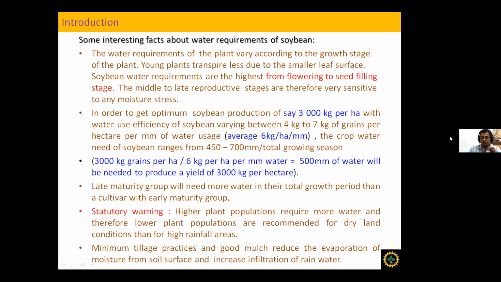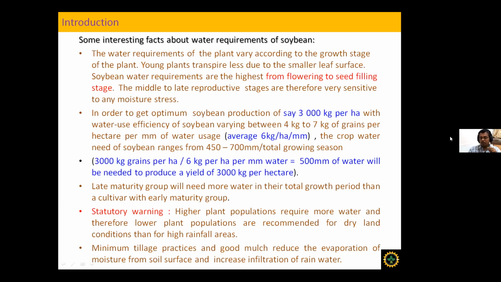In order to get optimal soybean production of say 3,000 kg per hectare, with water use efficiency of soybean varying between 4 kg to 7 kg of grains per hectare per millimeter of water usage, that is coming to an average of 6 kg per hectare per millimeter.